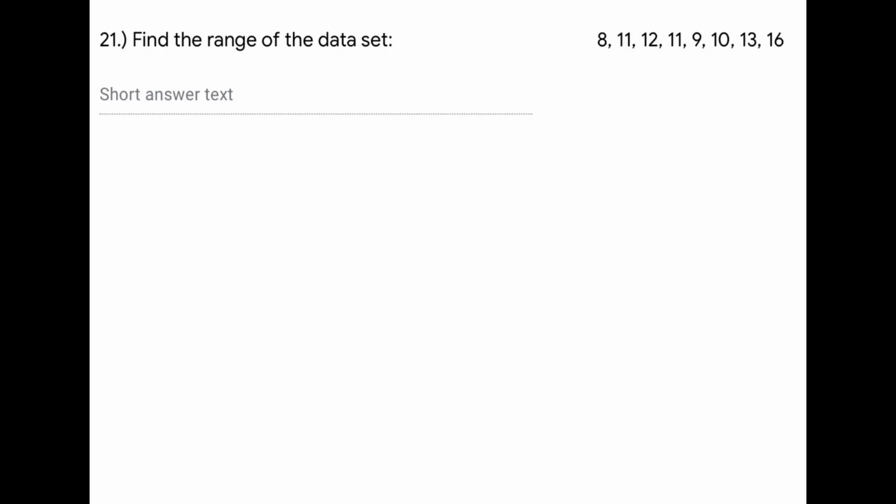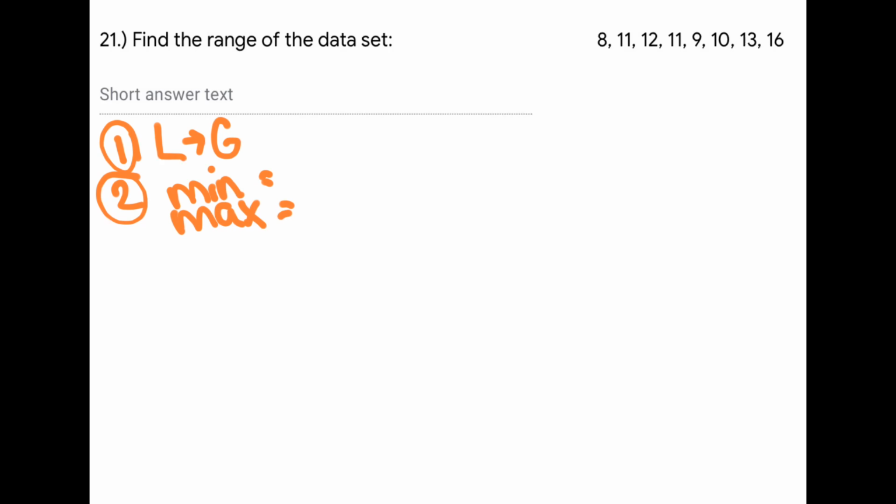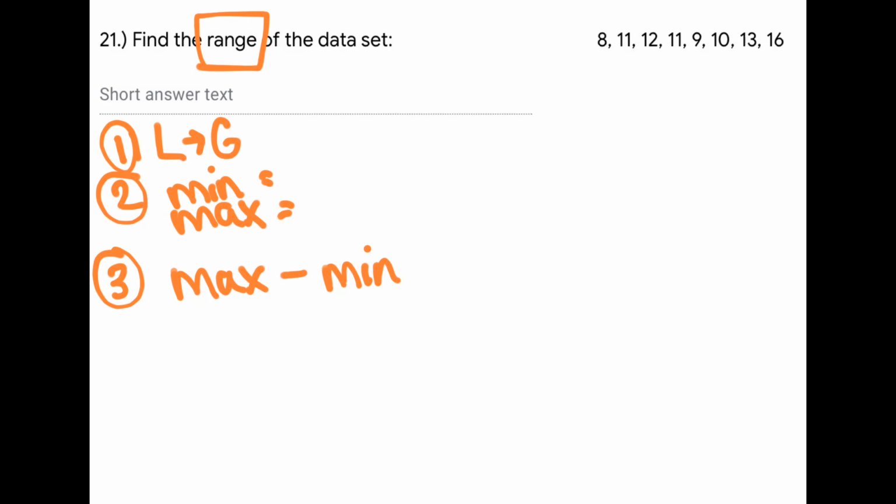Find the range of the data set. You're doing the exact same thing you did before. You're going from least to greatest. You need to find your min and your max. And last, you take your max minus the min to get the range.